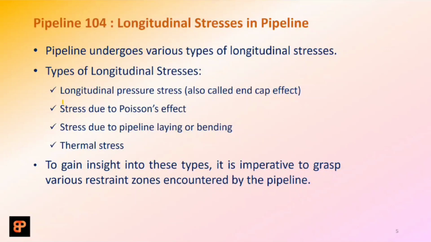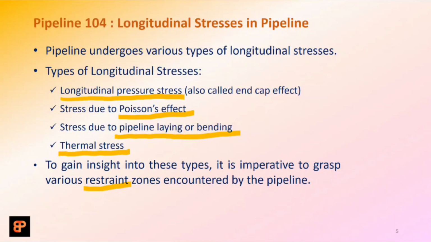So, as I said, the longitudinal pressure stress will act when there is a particular restraint for the pipeline to expand against the pressure. Poisson is also one kind of stress induced on the pipeline due to the soil, which does not allow the pipe to extend itself due to the pressure in the longitudinal direction. Laying stress, as I said, is because of the length and related to bends. Thermal stress by default arises when you bury the pipeline that is trying to expand due to temperature.